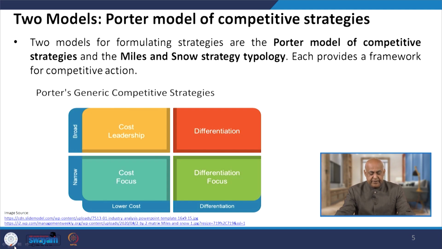Some organizations decide on differentiation. So, broadly they will decide either to go for cost leadership or the differentiation strategy. I will be different from my competitor, and how I will be different from my competitor, that strategy has to be decided. And normally there is the cost focus, which means lower cost, or the differentiation focus. Whether you have a narrow or broad scope: if it is lower cost, then it is cost focus, and when we are talking about the broader vision, then we say it is cost leadership.